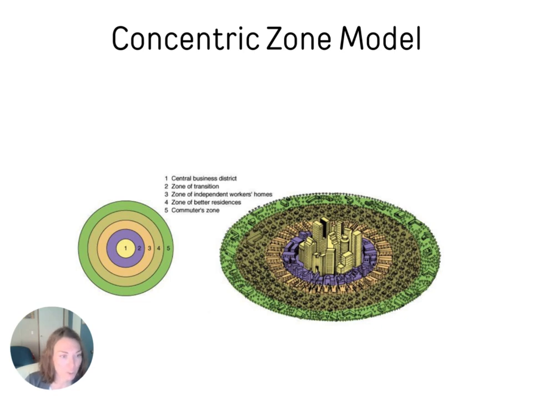I like this image of it because you can see the numbers and the colors kind of help you see, okay, this is downtown, this zone of transition here. And then we have this independent worker homes. We have the upper middle class residential and then the commuter zone around the edge.